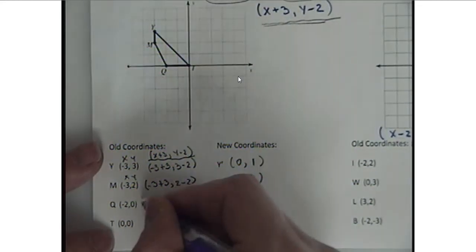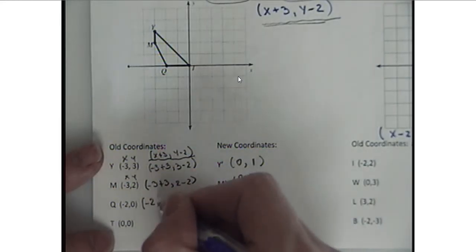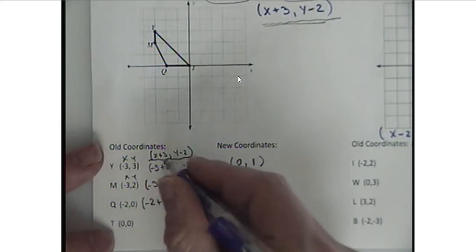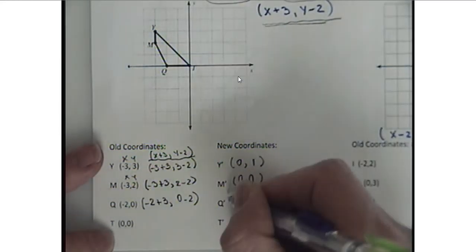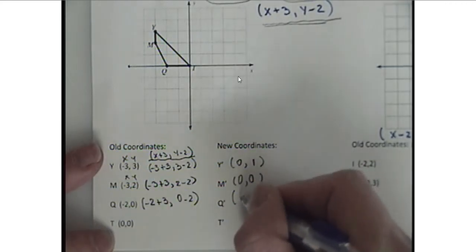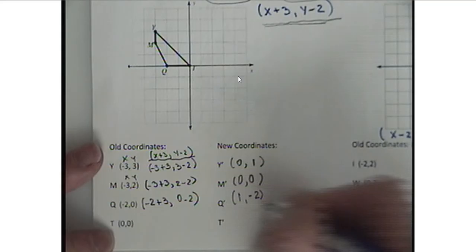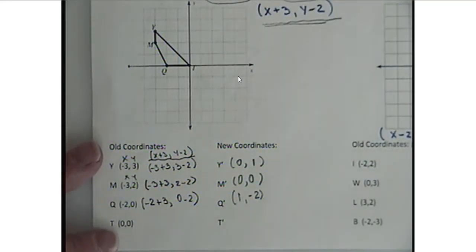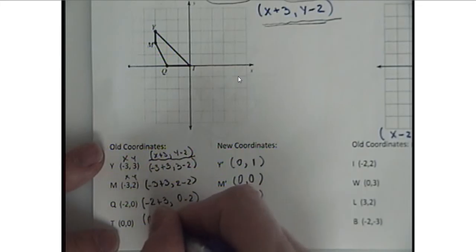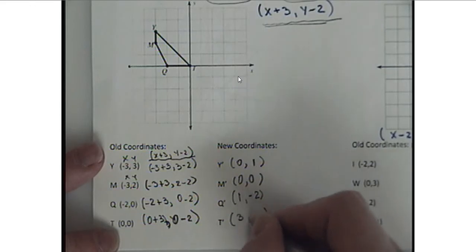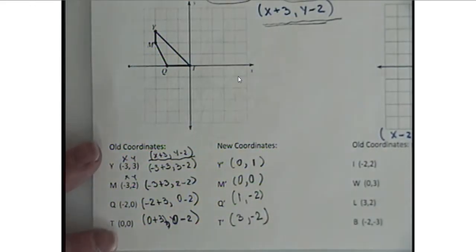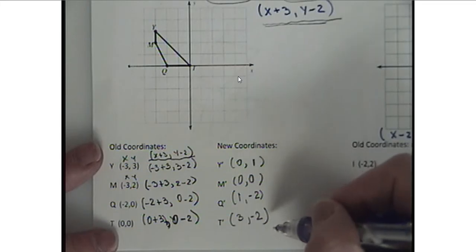Next point, we have x is -2 plus 3, it comes from the rule, and then we have 0 minus 2. So -2 plus 3 will be 1, 0 minus 2 is -2. Then I have 0 plus 3 for the last one, and also y, which is 0 minus 2. So the last coordinate, 0 plus 3 is 3, and 0 minus 2 is -2. Those are my new coordinates of the new look of the shape.